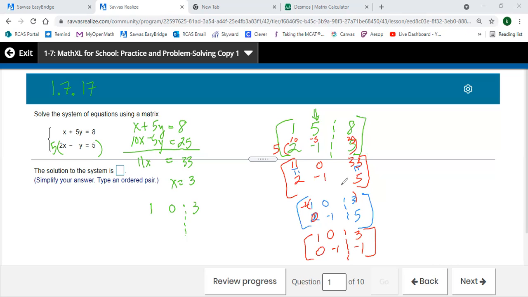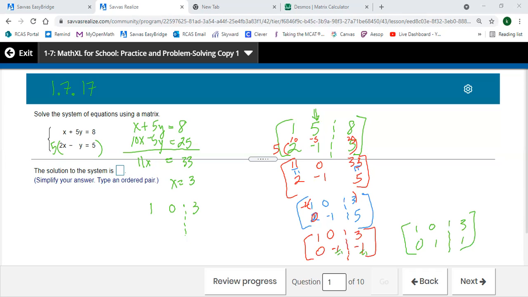And divide the bottom row now by -1, or multiply by -1 on these. So my top row still stays like that, 1, 0, 3. My bottom row then becomes like that. So that's how you can do it with an equation like we've done many times, or with a matrix.